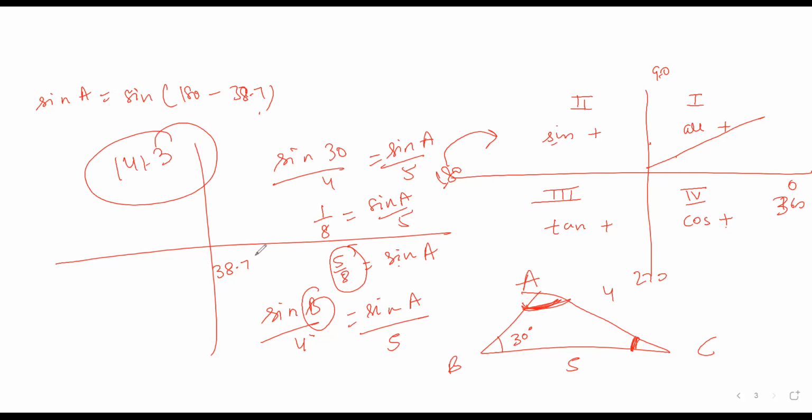This is our first answer. This is our second answer. These two are possible angles because we don't know what the third side is, we don't know what angle C is. So angle A can be two cases. For the sine rule, you have to remember the first value will be between 0 and 90, and the second value will be between 90 and 180 degrees.